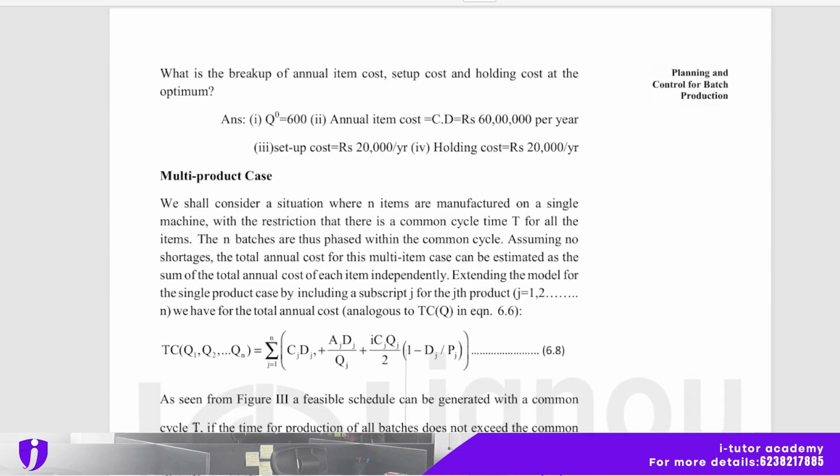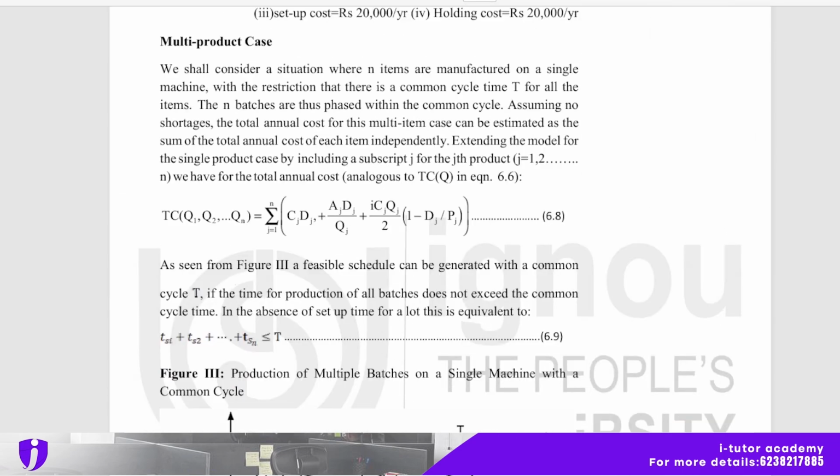And the multi product case. So what is the multi product case? We shall consider a situation where n items are manufactured on a single machine with the restriction that there is a common cycle time T for all the items. The n batches are thus phased within the common cycle. Assuming no shortages, the total annual cost for this multi-item case can be estimated as the sum of the total annual cost of each item independently.